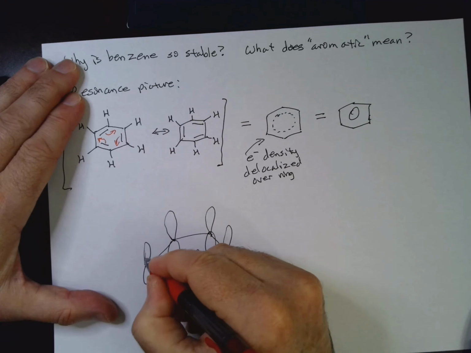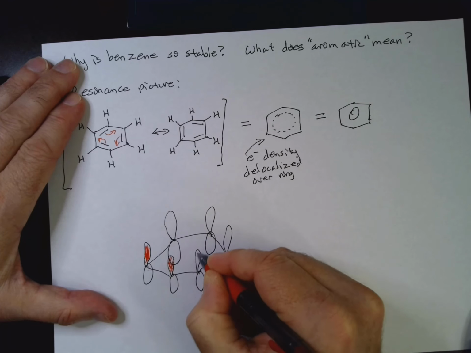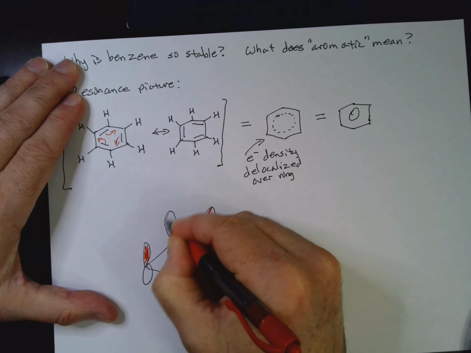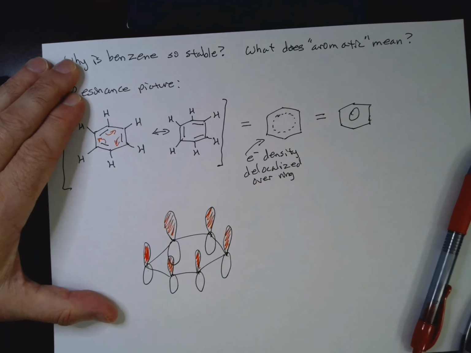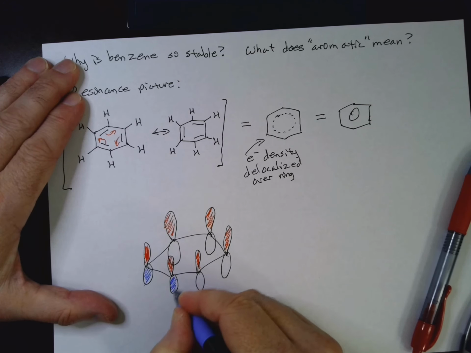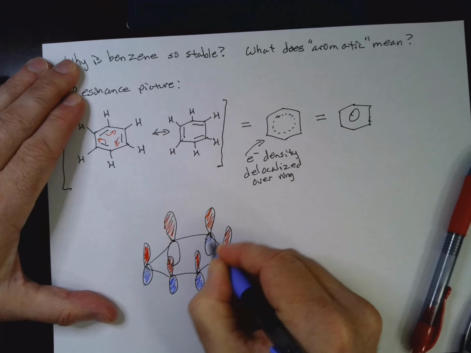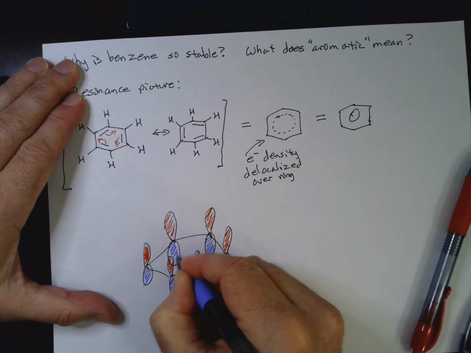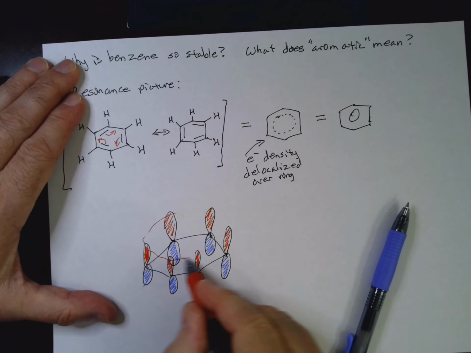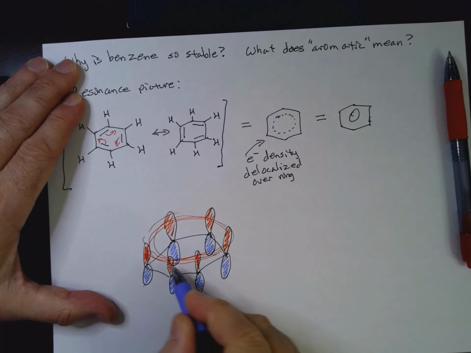And then I could color these guys in here. I could do, let's say, red and blue. We'll do red up here, and then we'll do blue on the bottom here. A little easier to see than just shaded and unshaded. And then we can see that we've got delocalization over the whole ring.